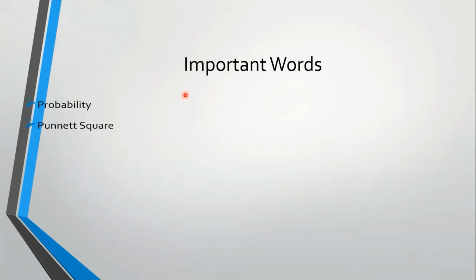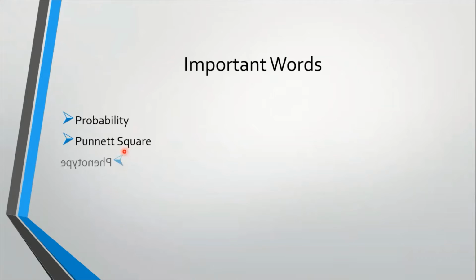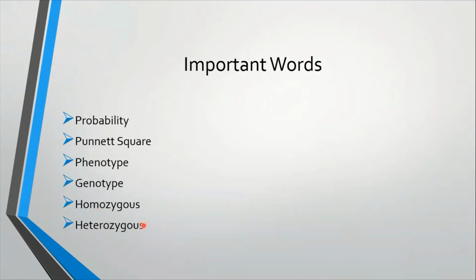Here we have some important words that you'll find all the time when you're solving Punnett Square questions. The first word is probability. Second is Punnett Square. Third, phenotype. Fourth, genotype. Fifth, homozygous. And sixth is heterozygous. So let's start with the meaning of the first word, that is probability.